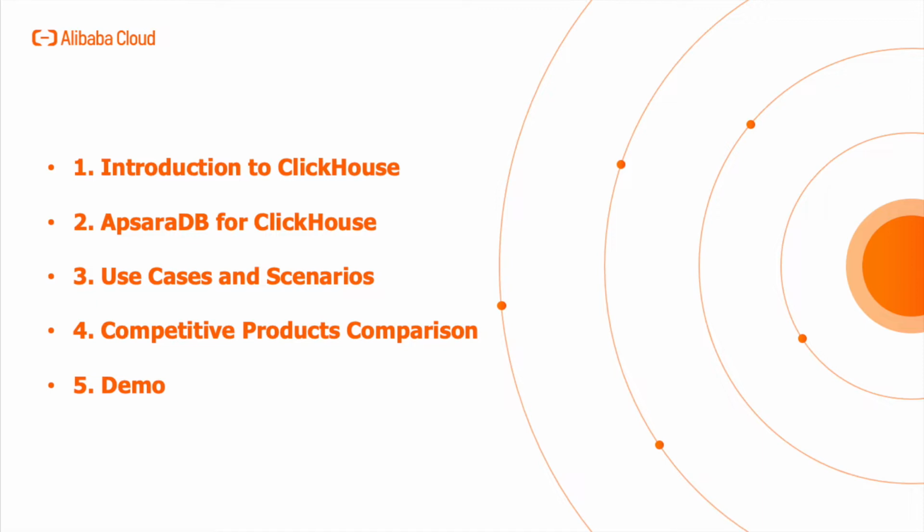In the second part, we're going to show you ApsaraDB for ClickHouse, which is the Alibaba Cloud version of ClickHouse. We will show you some enhancements that we made, and also the difference between ApsaraDB for ClickHouse and the open source version of ClickHouse. In the third part, we're going to show you some use cases and scenarios, in which cases we could use ClickHouse to help enhance your business.